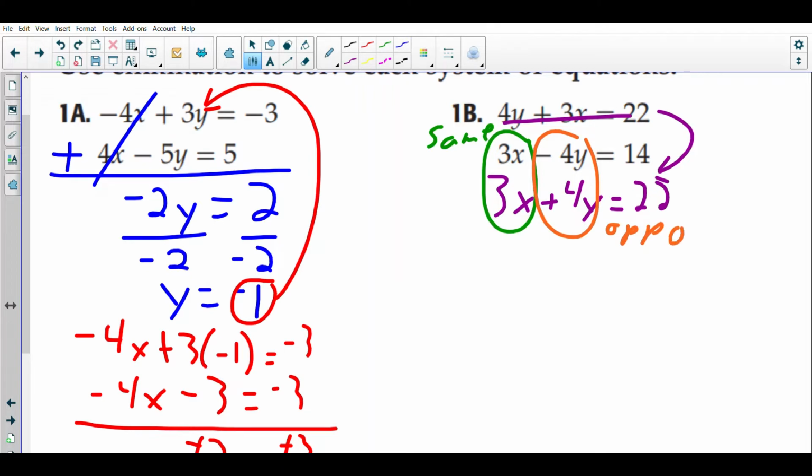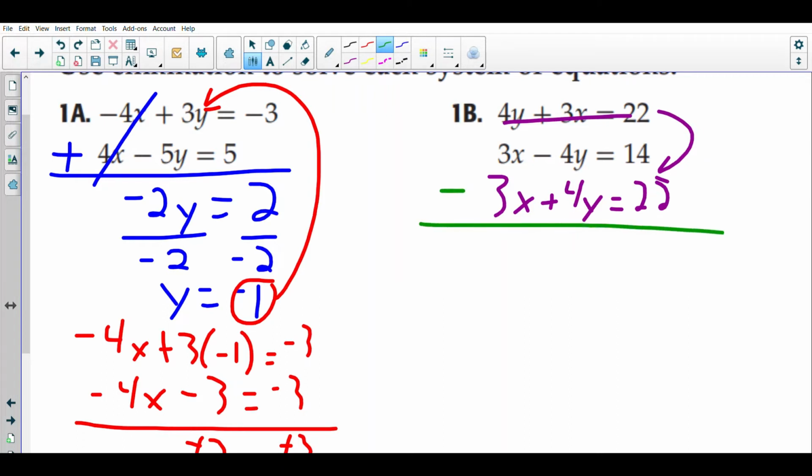So in this case, I can choose either one. Since the last one we added, I'm going to subtract. I'm going to subtract these because this way you get to see both. So I'm going to subtract the two equations. And 3x minus 3x cancels out again. So then -4y minus 4y would give me -8y. And 14 minus 22 would give me -8. So divide by -8. So I get y is equal to +1.